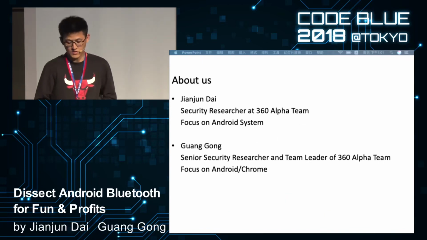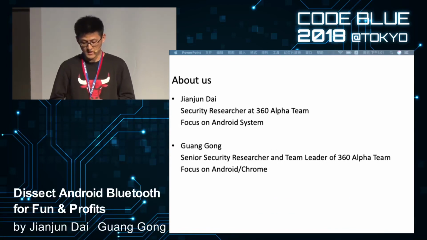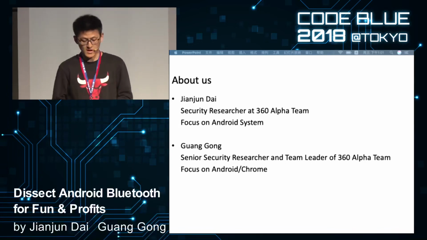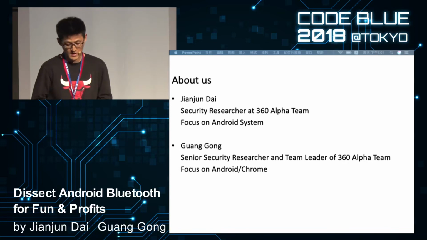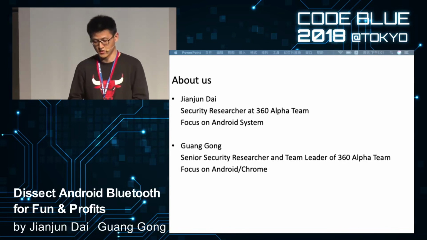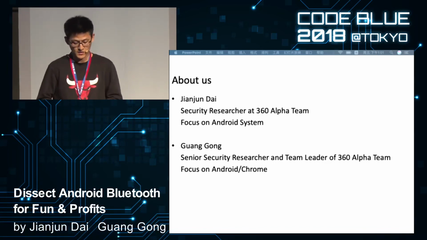First, please let me introduce myself and my team. I'm Jianjun, a security researcher at the 360 Alpha team. I focus on Android system. And Guang is a senior security researcher and team leader of the 360 Alpha team, and he focuses on Android and Chrome.